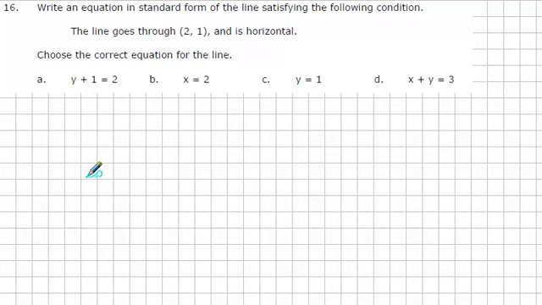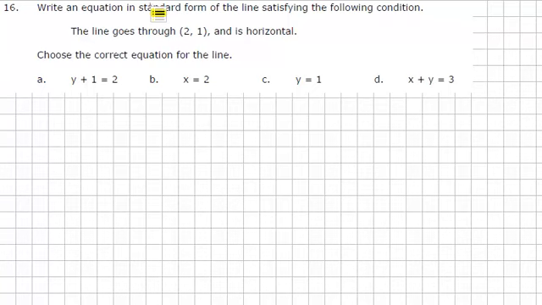Write an equation in standard form of the line satisfying the following condition. The line goes through the point (2, 1) and is horizontal. Let's first of all make sure that we understand what's being asked for.